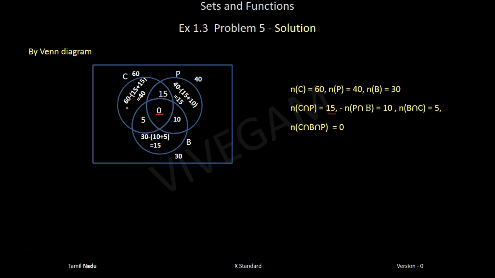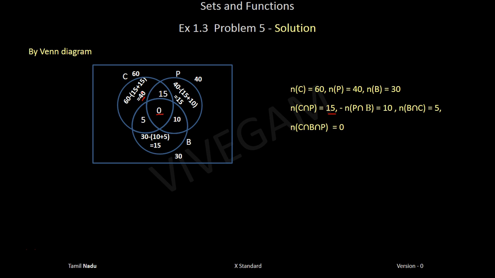Now we'll have to start filling up this area, that is this part which represents only chemistry. We know the number of students enrolled in chemistry is 60. But all these things are also part of that 60, right? So you add up all these things, that is 15 plus 0 plus 5, which is 20, and subtract that from the total number 60, and that will give you 40. That represents this area. The number of students who are enrolled in chemistry alone is this area. You got it? Now let's check it out.